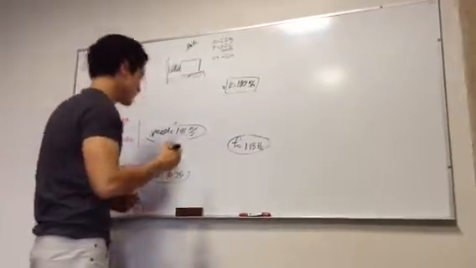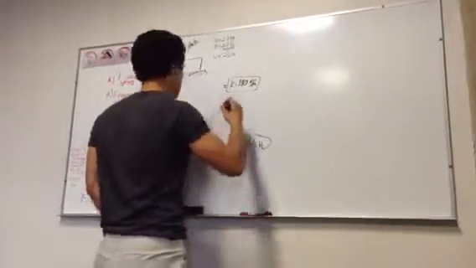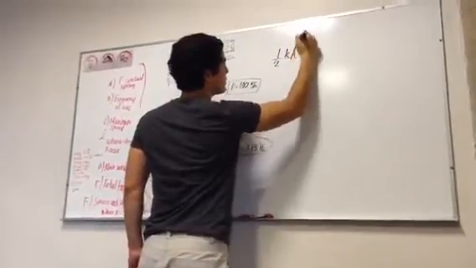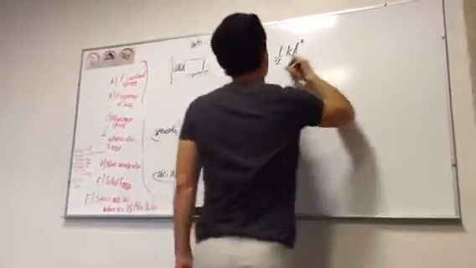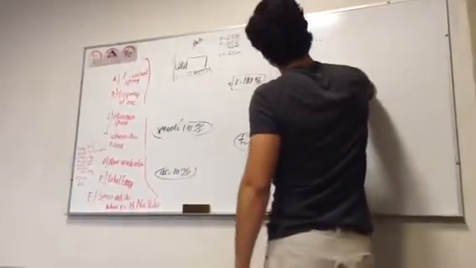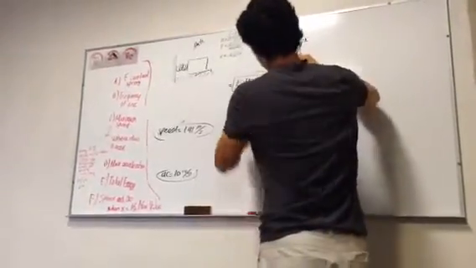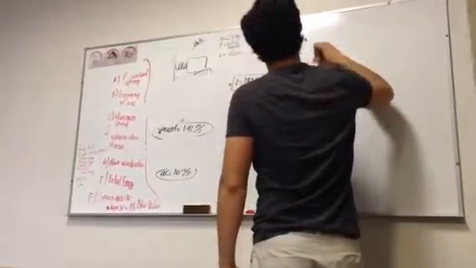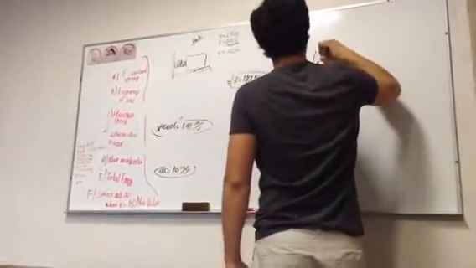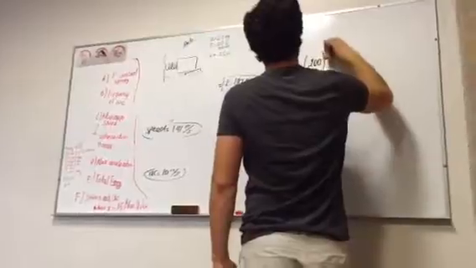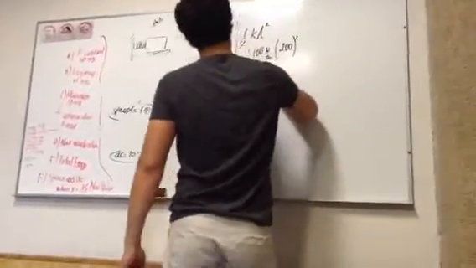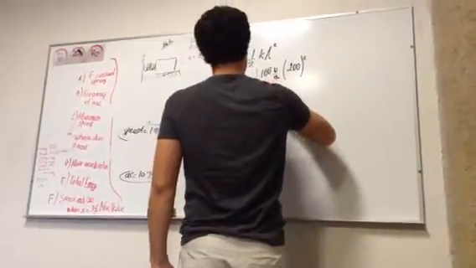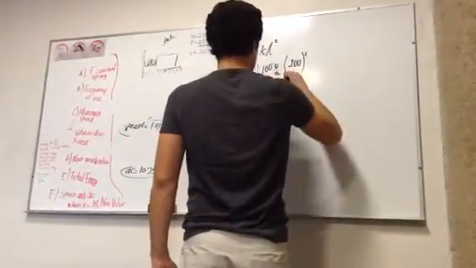Then the total energy in this system is given by the formula 1/2 K times amplitude squared. K is 100 newtons over meter times its amplitude squared, and the final energy is equal to 2 joules.